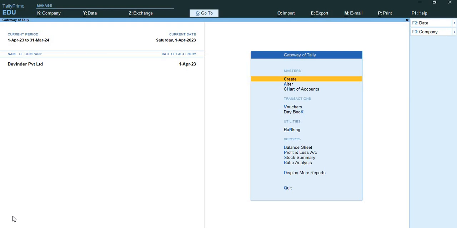Next is how to manage HSN code and SAC code. HSN code stands for Harmonized System of Nomenclature. The purpose of the HSN code is to classify goods from all over the world systematically and logically.